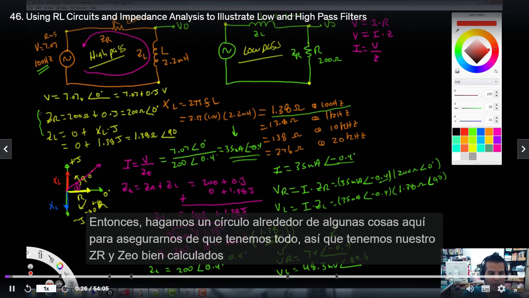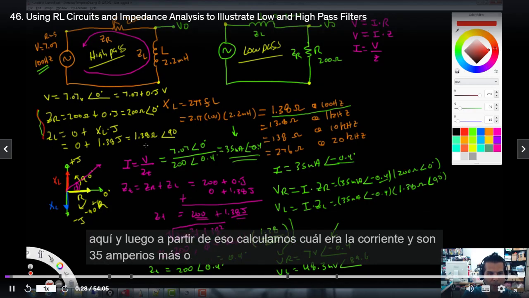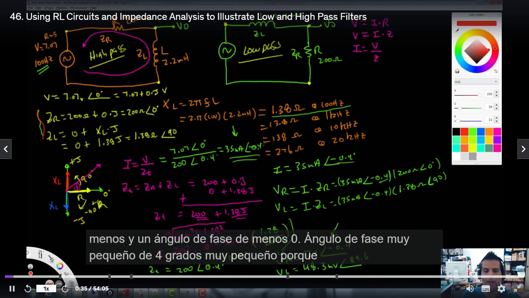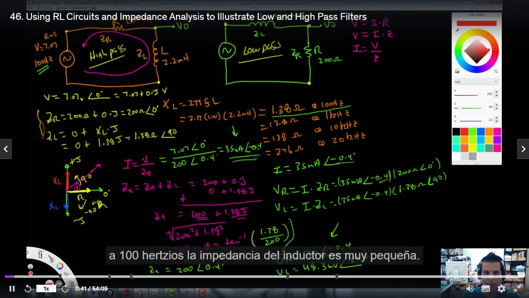So we've got our ZR and ZL calculated here, and from that we calculated what the current was, and it's 35 milliamperes, give or take, and a phase angle of minus 0.4 degrees. Very small phase angle, because at 100 hertz the impedance of the inductor is so small.